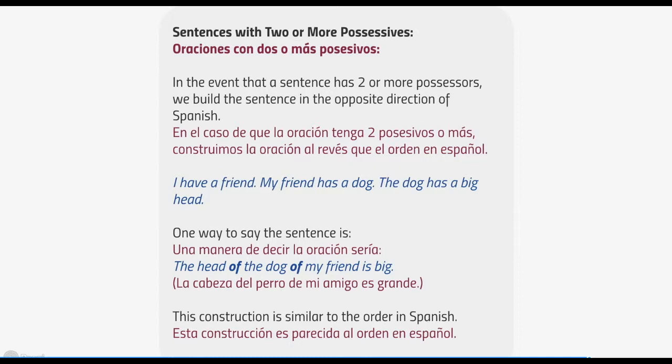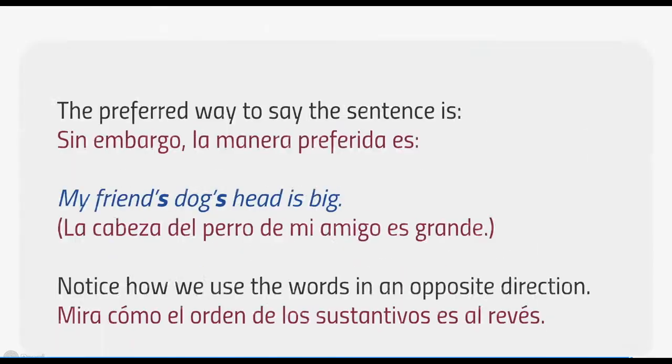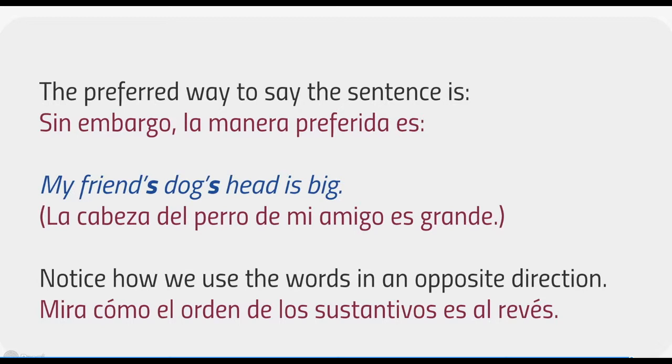This construction is similar to the order in Spanish, but the preferred way to say the sentence is: my friend's dog's head is big. Notice how we use the words in an opposite direction.